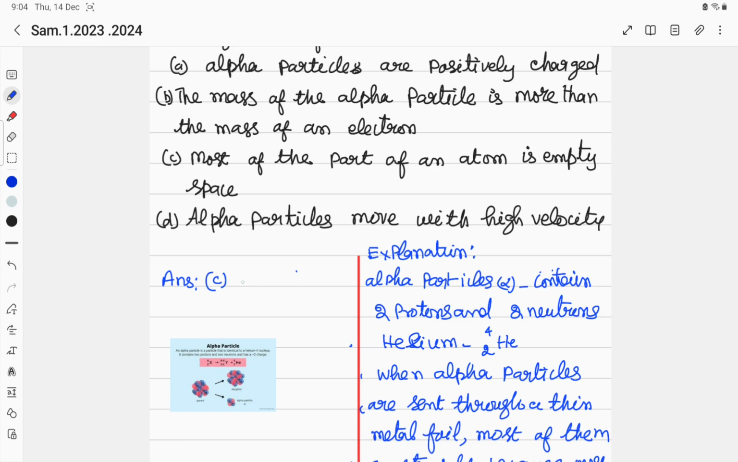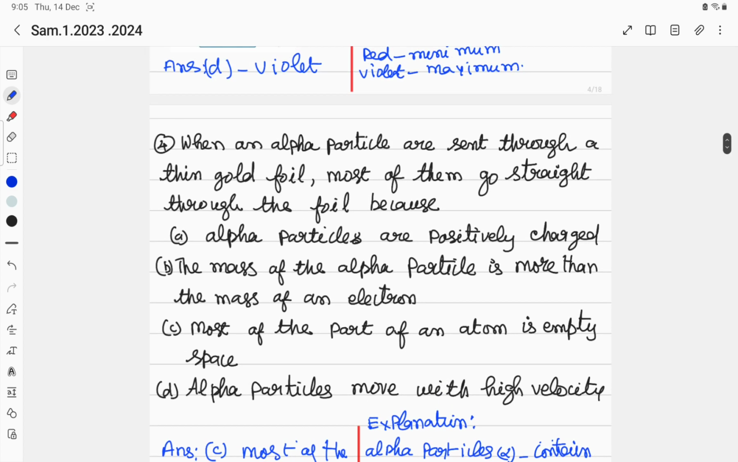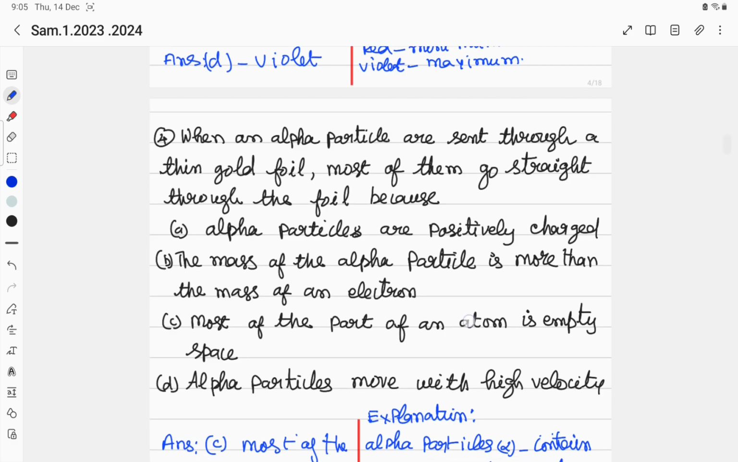Most of the part of an atom is empty space. So, most of the alpha particles go straight through the foil.